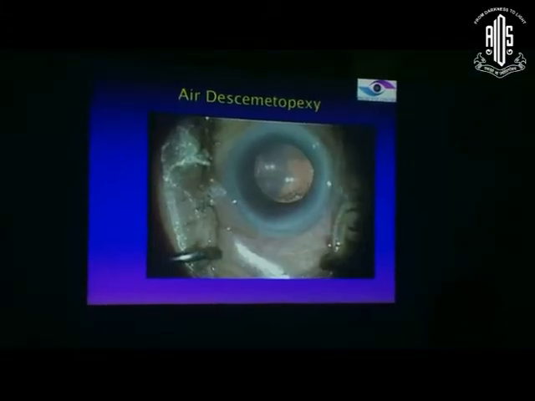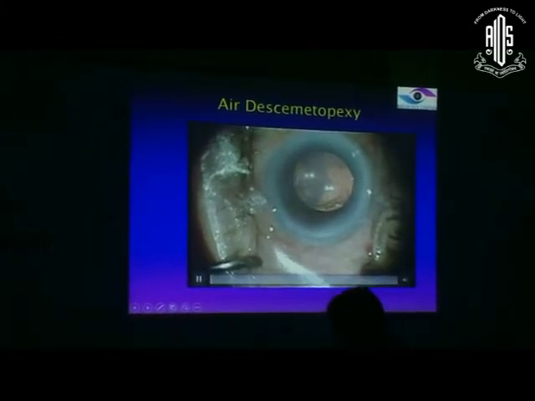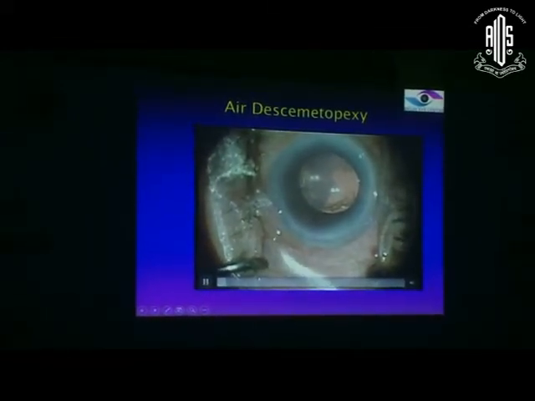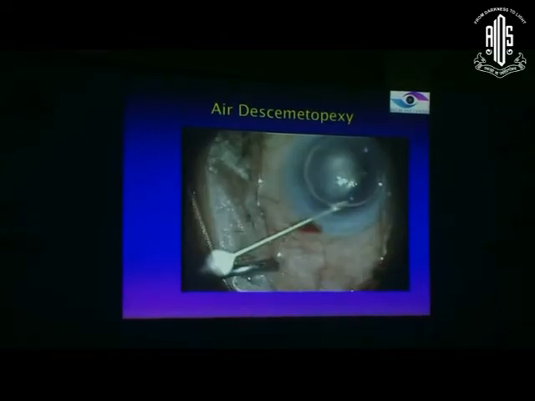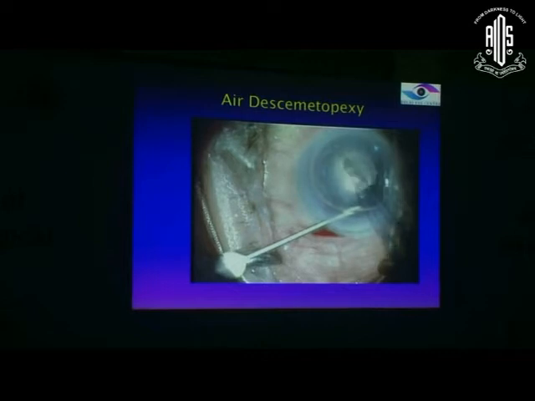So this is a video. One of our residents had operated this case. And there was a DM detachment. So what I'm going to do is, first thing to remember is always enter the anterior chamber far away from the side of Descemet's membrane detachment. Otherwise, we can increase the DM detachment.